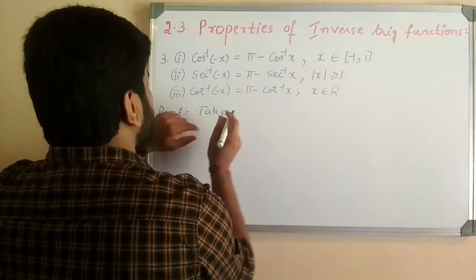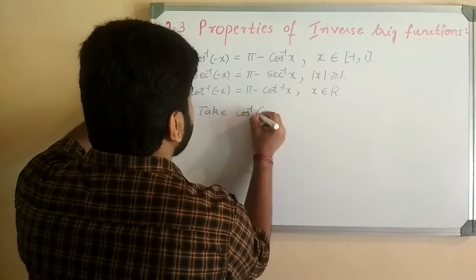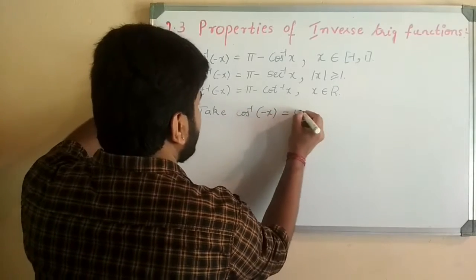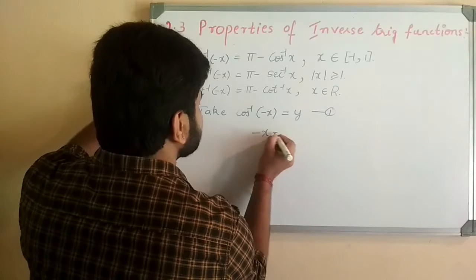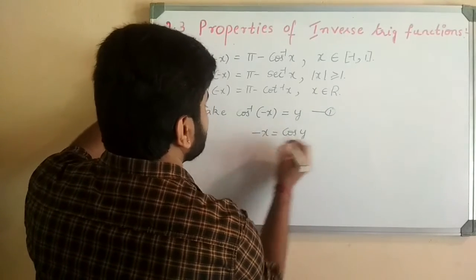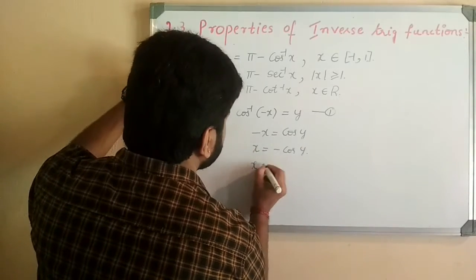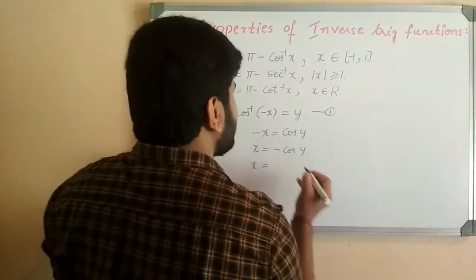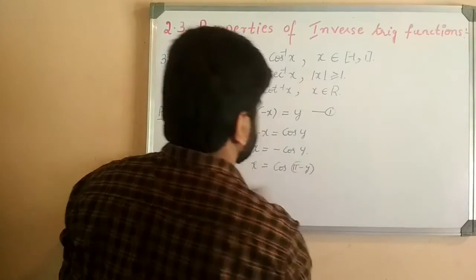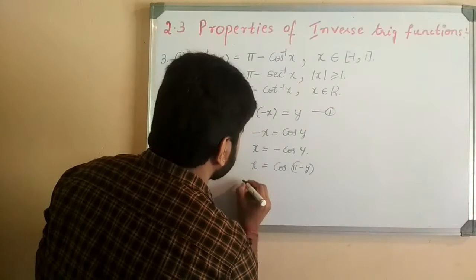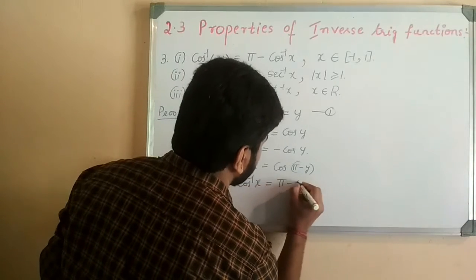To prove this property, first you need to take cos inverse of minus x is equal to y. When it goes to that side, minus x is equal to cos y. So x is equal to minus cos y. We know the formula that minus cos y is equal to cos of pi minus y. So when it goes to this side, cos inverse of x is equal to pi minus y.